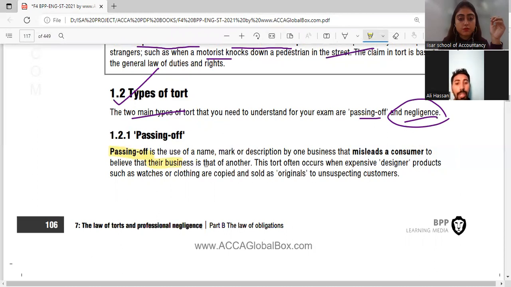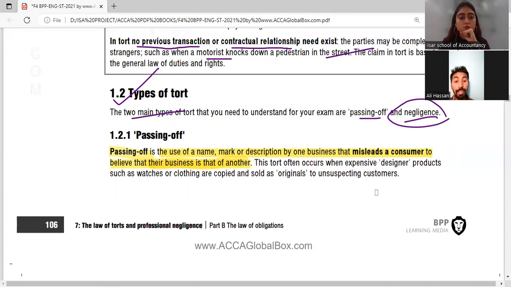Passing off is the use of the name, mark, or description by one business that misleads the consumer to believe that their business is that of another. The tort often occurs when expensive designer products such as watches and clothing are copied and sold as an original to an unsuspecting customer.